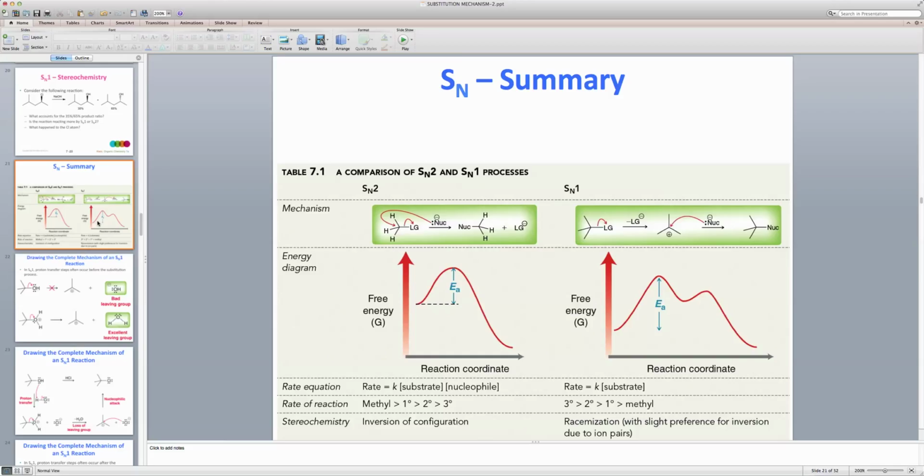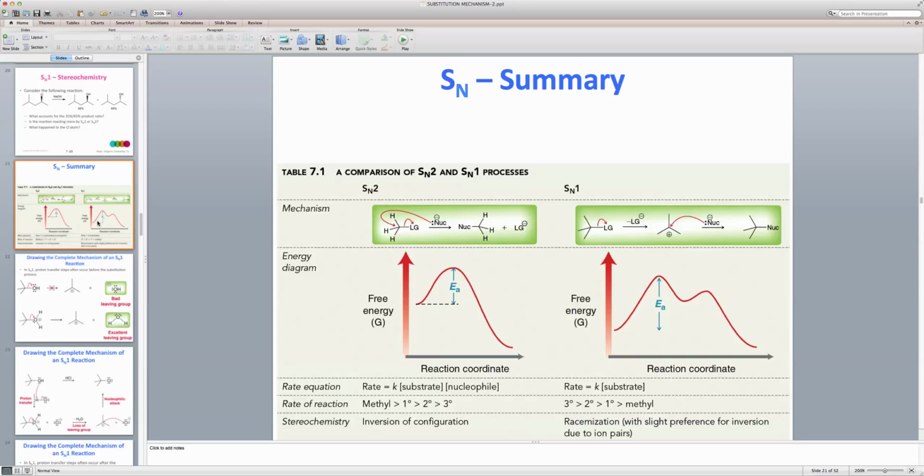Sn1 is different in every one of these metrics. It is a stepwise mechanism occurring in steps. Because of that, we have a carbocation intermediate that can rearrange. There is no rearrangement in an Sn2 reaction. The kinetics depends upon only the concentration of substrate.